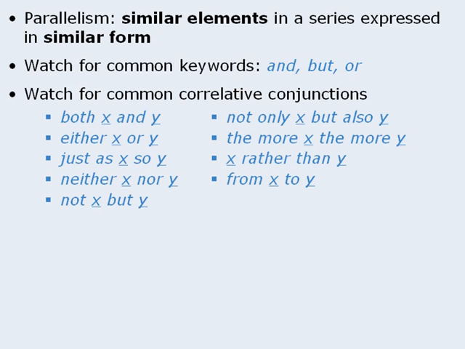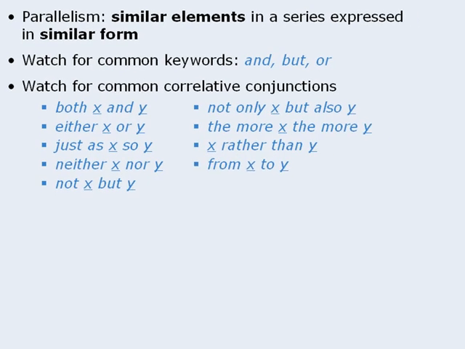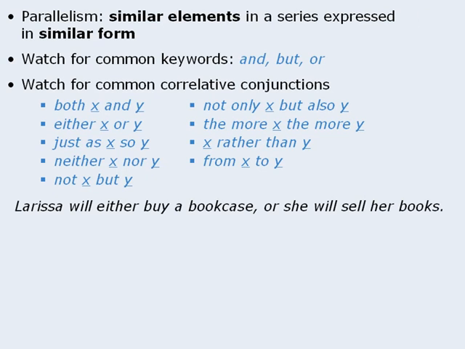Now, when correlative conjunctions are used in a sentence, the elements involved must have the same form. Consider this example. Larissa will either buy a bookcase or she will sell her books. In this sentence, we have the either-or correlative pair, which means the part after either must be parallel to the part after or. In this example, the two parts are not parallel. The first part begins with the verb buy, and the second part begins with the pronoun subject she. So these two parts are not expressed in the same form.